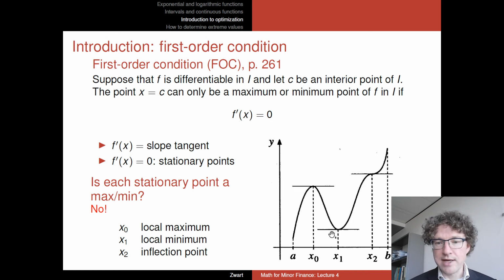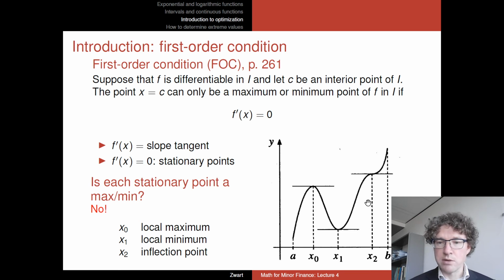Likewise, at x1, again, the slope is 0, but this is not the global minimum of this function, because if you go all the way over here near this boundary, you reach even lower values. So again, x1 is a local minimum, but not a global minimum.